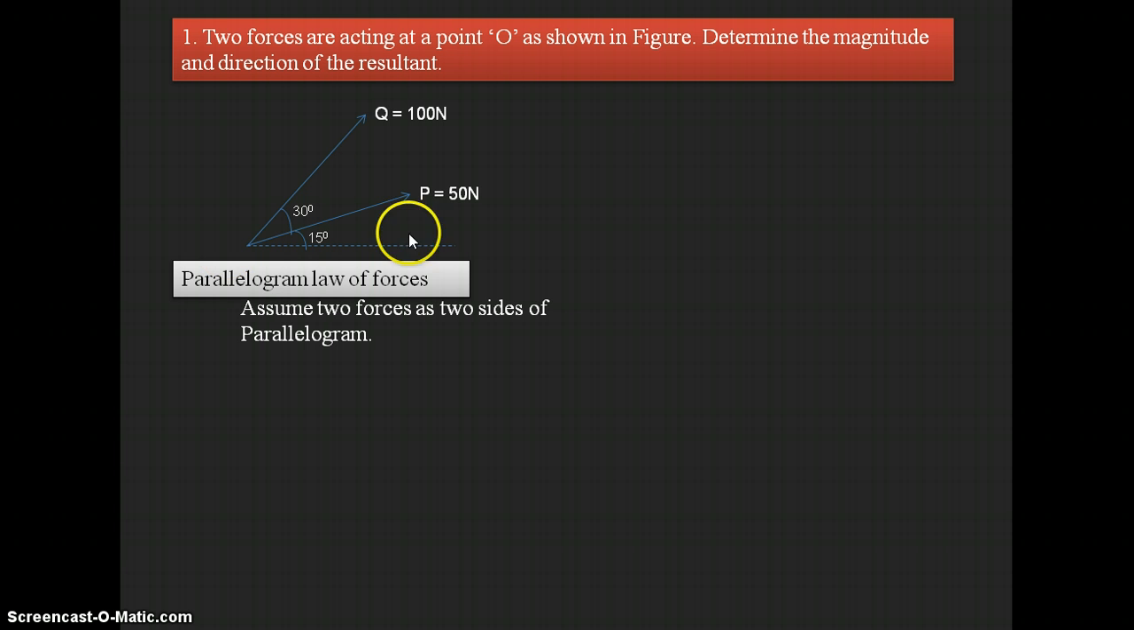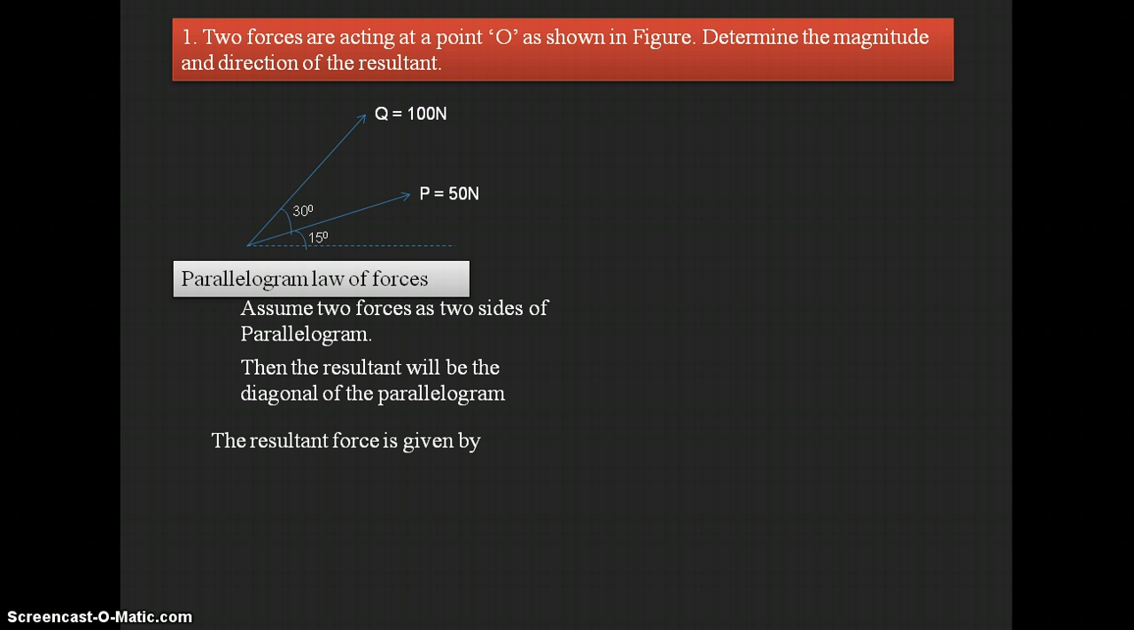First we need to assume the two forces as two sides of the parallelogram. Here the two forces are P and Q, so we assume these two forces are the two sides of the parallelogram. Then the resultant will be the diagonal of the parallelogram. The diagonal will represent the resultant of these two forces when we assume these two forces are the two sides of the parallelogram.